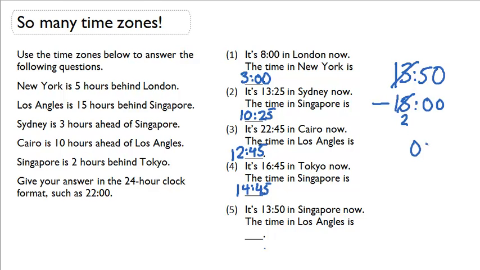So what's 2 hours from 0 hours and 50? Well, that would be 22:50. Remember, 24 hours is our base here, so we go to 22:50.